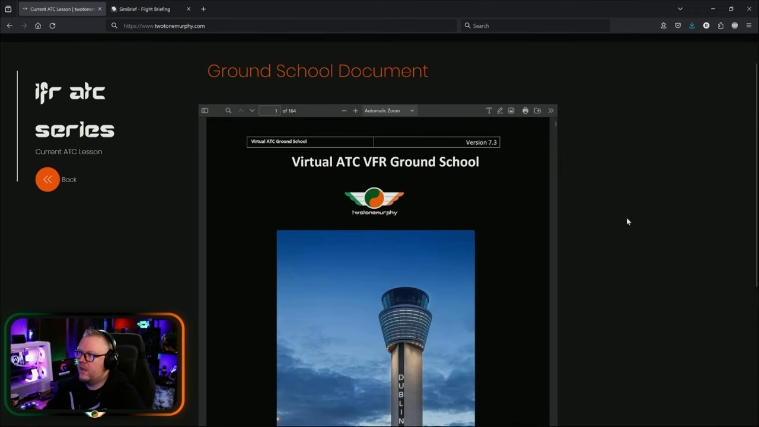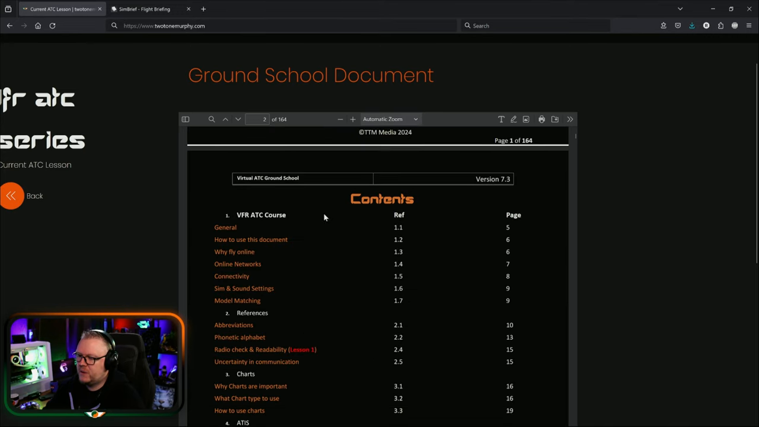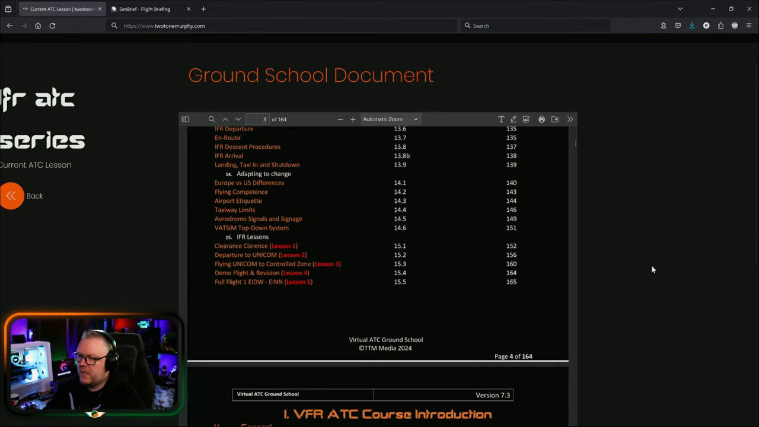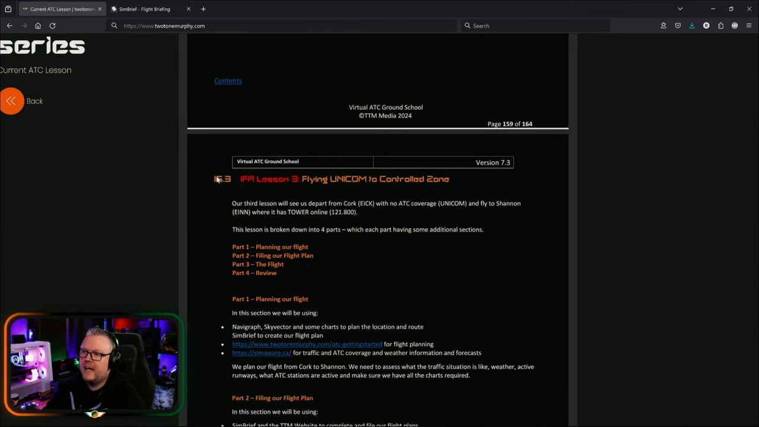We're now on version 7.3. That is the most current one. And we're going to scroll down. And if we go down to our contents, we're going to find where it has lesson 3. Click on lesson 3 and 15.3, flying UNICOM to controlled zone. That's what we're doing tonight.